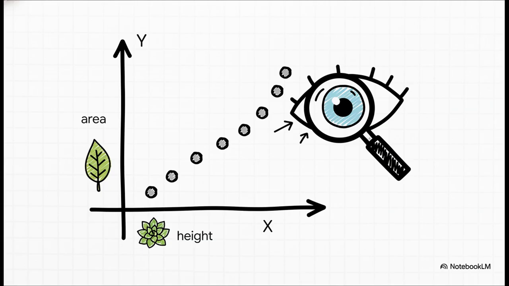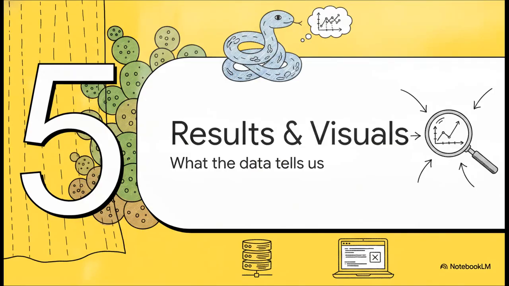A number is great, but human eyes love a good chart. We use matplotlib's scatter function to draw a scatter plot. Every single plant becomes a dot. We label the x-axis for height, the y-axis for leaf area, and hit plt.show to render it right to the screen. Finally, Section 5. Results and visualization.